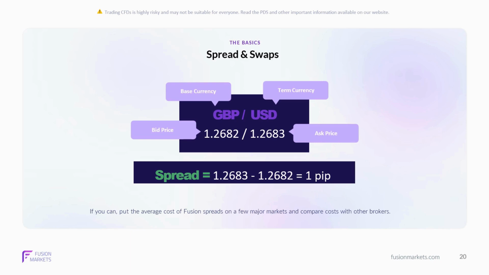For example, let's take the pound against the US dollar. On a side note, the first currency in a currency pair is known as the base currency, and the second currency is known as the term. So pound in this case is the base, and USD is the term. We have the bid price and ask price. The bid price is always smaller than the ask price. Bid price here is 1.2682, ask price is 1.2683, and the spread is calculated by taking the bid price from the ask price. 1.2683 take away 1.2682. Remember, the fourth decimal place is the pip, so it's a very simple subtraction. That gives us 1, which is 1 pip.